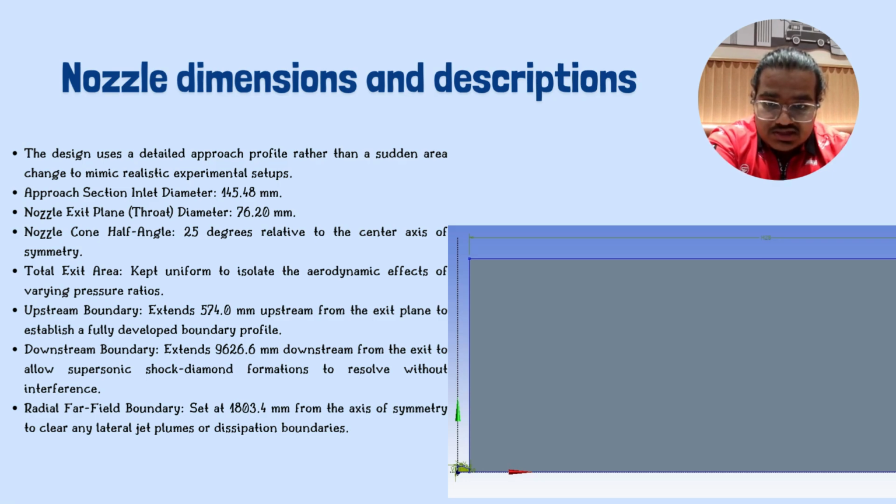The upstream boundary extends 574 millimeters upstream from the exit plane to establish a fully developed boundary profile. The downstream boundary extends 7,626.6 millimeters downstream from the exit to allow for supersonic shock diamond formations to resolve without interference. And the radial far-field boundary was set at 1,803.4 millimeters from the axis of symmetry to clear any lateral jet plumes or dissipation boundaries.